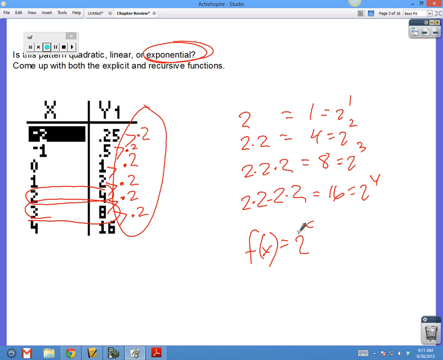The number that you are repeatedly multiplying by, that's going to be my base. And my exponent is going to be the x. So if I plug in a 3, 2 to the 3rd, is that going to give me an 8? Is 2 to the 4th going to give me 16? Okay, your recursive.